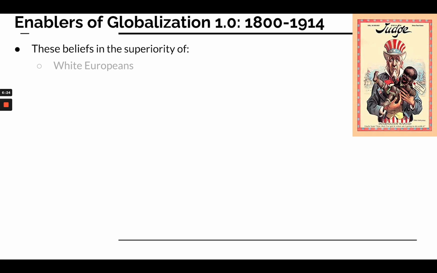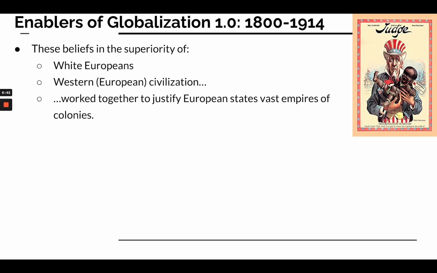These beliefs in the superiority, on the one hand, of white Europeans as a race, but also of Western civilization, and by Western we mean the civilization of Western Europe, the United States, Canada, Australia, and New Zealand. The belief in the superiority of these two things worked hand in hand to provide a rationale or justification for European states building tremendously vast empires of many, many colonies.